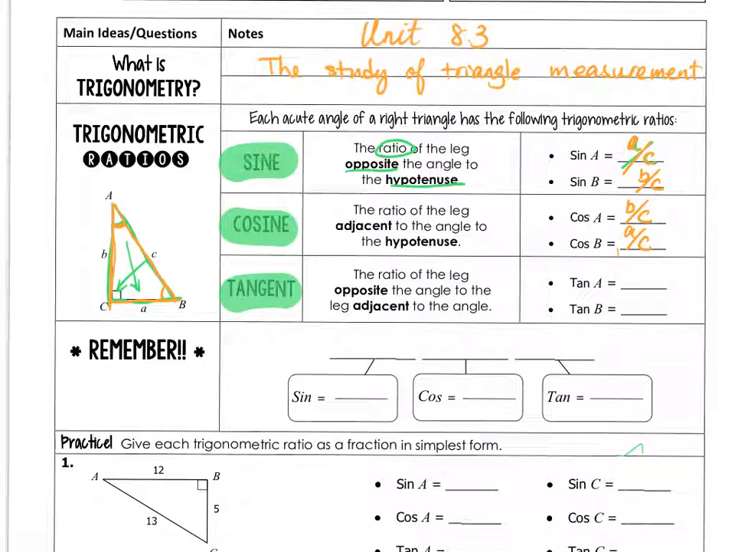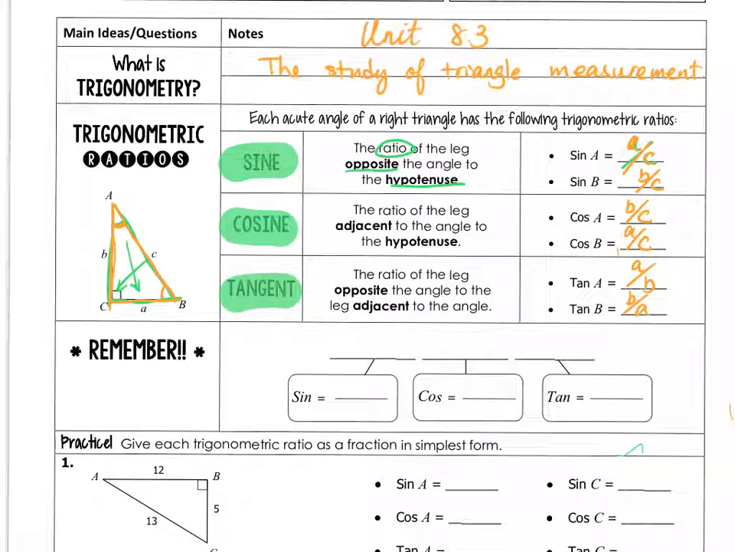And finally, tangent is simply the ratio of the opposite leg to the adjacent leg. If I'm looking at tangent A, the opposite is a and the adjacent leg is b. For tangent B, the opposite side is b and the adjacent leg is a. So tangent is all about the legs. Sine and cosine, you have to bring in the denominator, which is the hypotenuse.